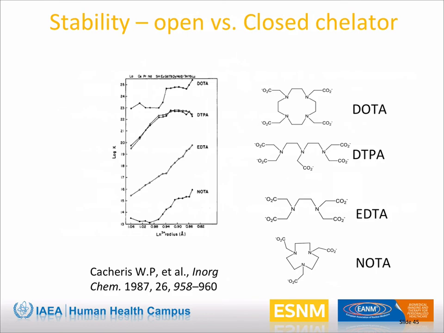There are different kinds of chelators. We have the open ones, which you can see here, the DTPA and the EDTA, and the closed ones, like NOTA and DOTA. And generally, the closed chelators are more stable than the open ones. And this is the stability of some lanthanides in the chelators. And this is the size of gallium. However, due to the coordination chemistry, gallium is very stable in DOTA and NOTA.